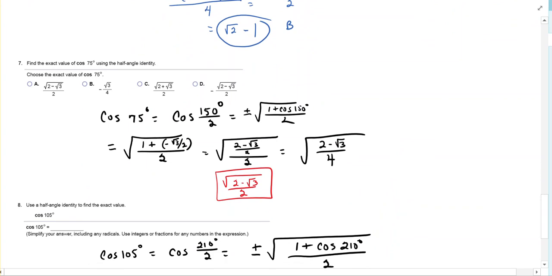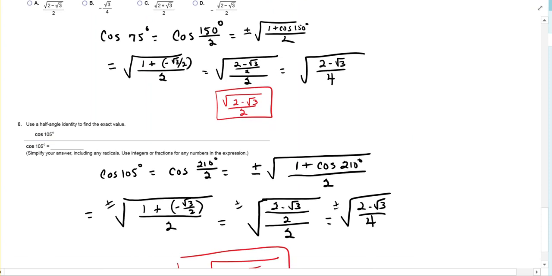Number 7, I think we actually have done one with 75 degrees, because you double it and you get 150, and the reference for that is 30, and you're doing the same thing. So all of these are the same thing. All the work is shown here.